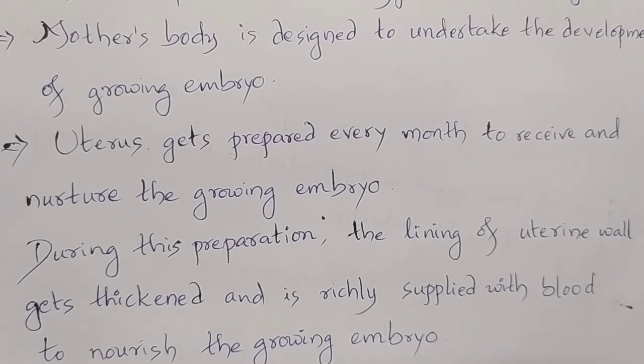So if fertilization takes place, this particular thing will happen. After implantation, how are the nutrients supplied to the growing embryo, and what is the special tissue that plays a role in the development of the growing embryo? Then if fertilization does not take place, what happens? All these things we'll discuss in the next class.